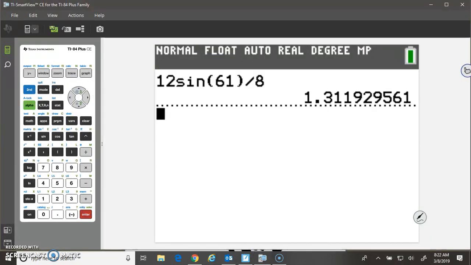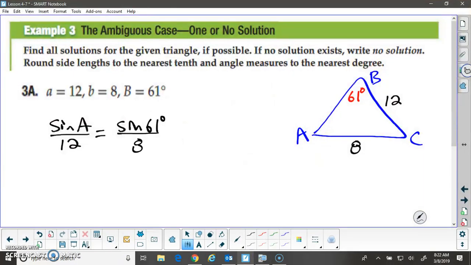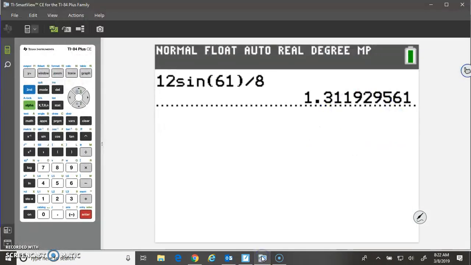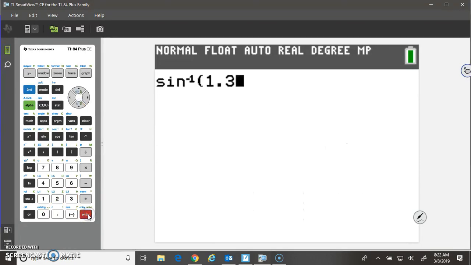And you can see it gives us a decimal, 1.3. And so the sine of angle A is equal to 1.3. And so if we do sine inverse of the 1.3, that gives us an error. Why does it give us an error? Because you can't do sine inverse of a number that's bigger than 1.